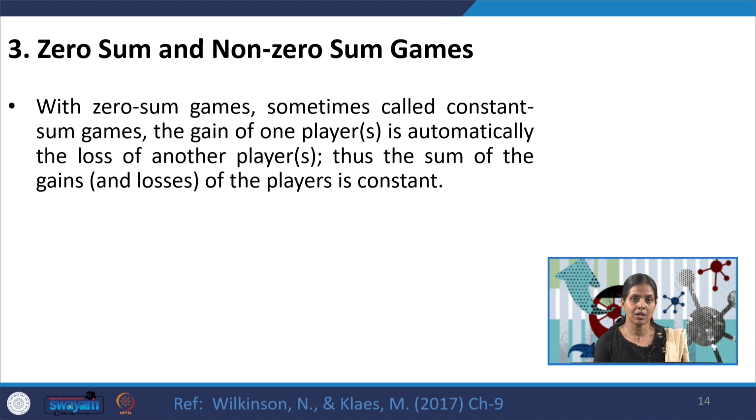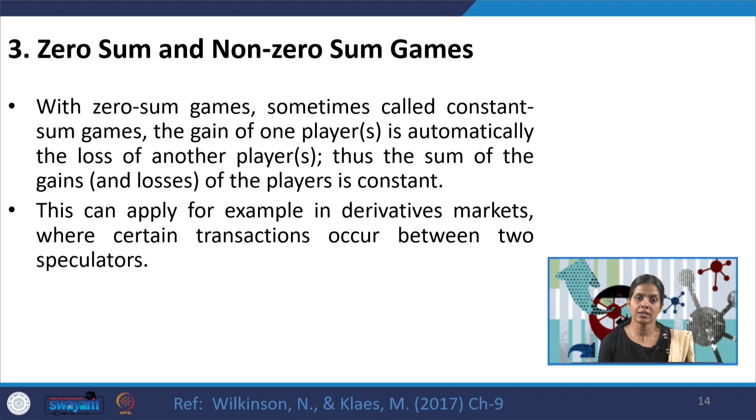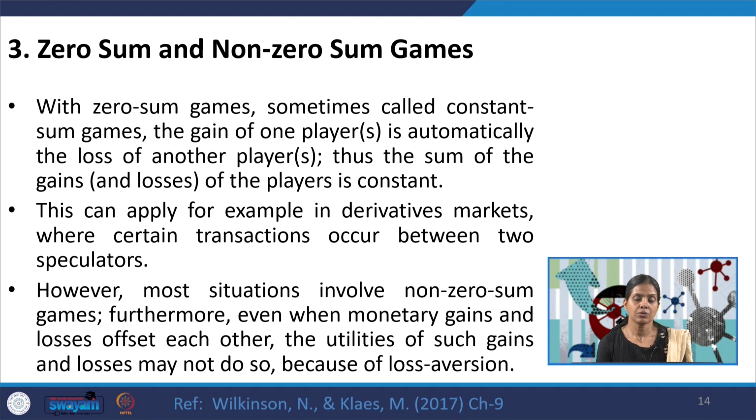Next we talk about zero sum and non-zero sum games. Zero sum game was briefly introduced in the previous modules. With zero sum games, sometimes called constant sum games also, the gain of one player is automatically the loss of another player. Thus, the sum of the gains and losses of the players is constant. This can apply for example in derivative markets where certain transactions occur between two speculators. However, most situations involve non-zero sum games. Furthermore, even when monetary gains and losses offset each other, the utilities of such gains and losses may not do so because of loss aversion.